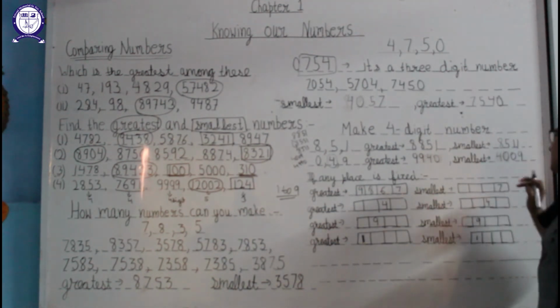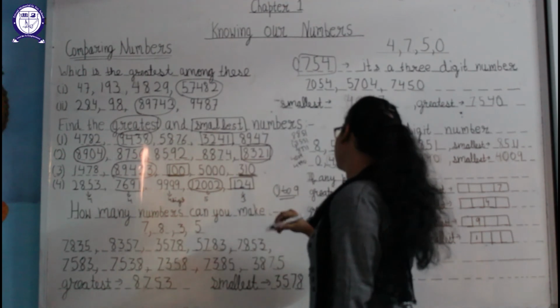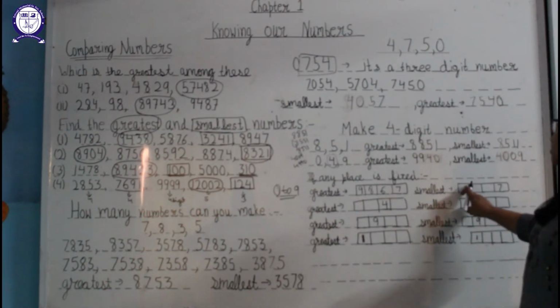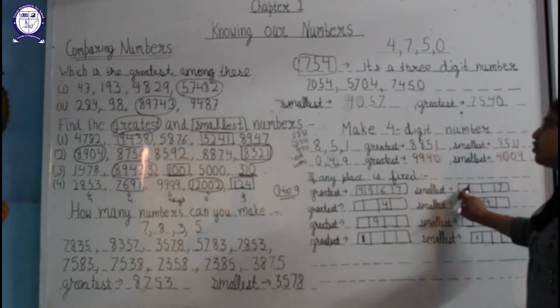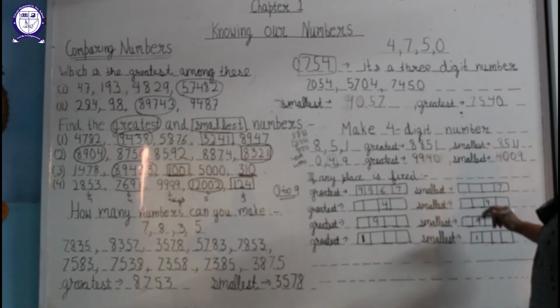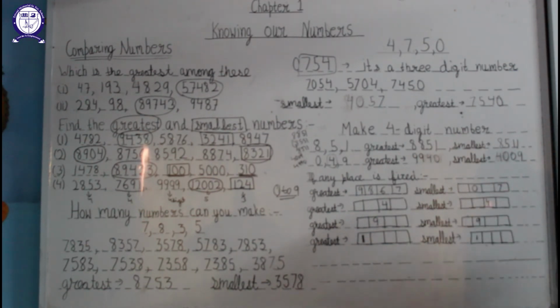For the smallest number, we can use digits 0 to 9. 0 is also a digit. So for the smallest number, should we put 0 at the first place? No, we will not place it there, because we have to make 4-digit numbers. So always put 0 at the second place.